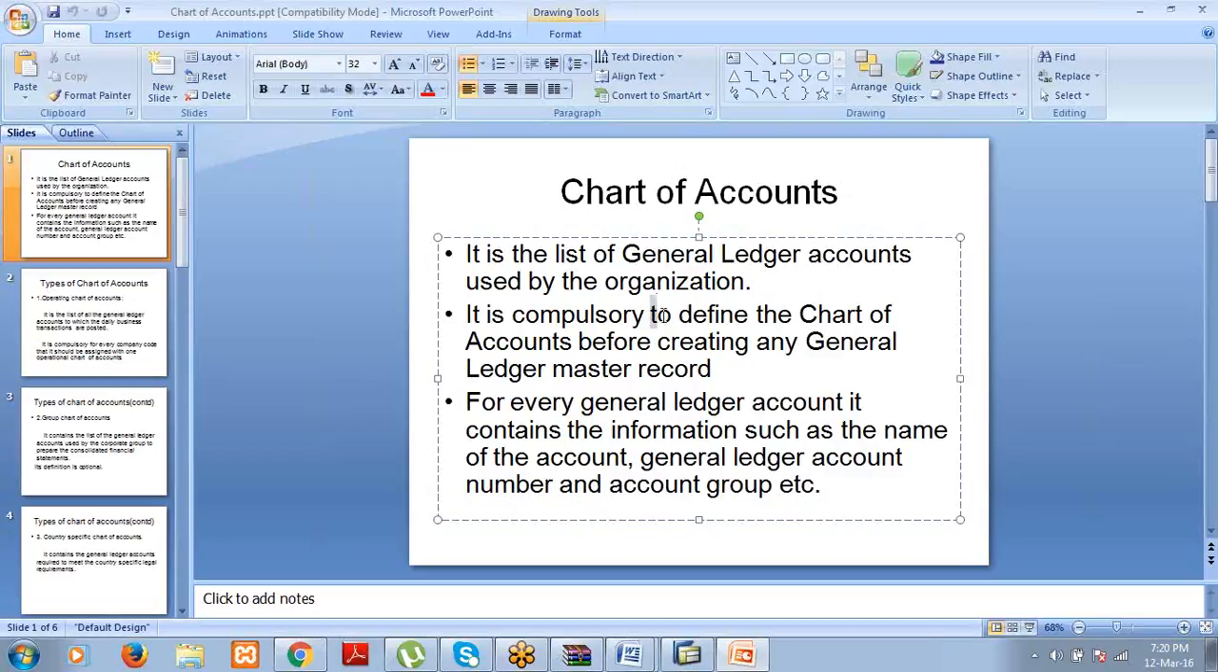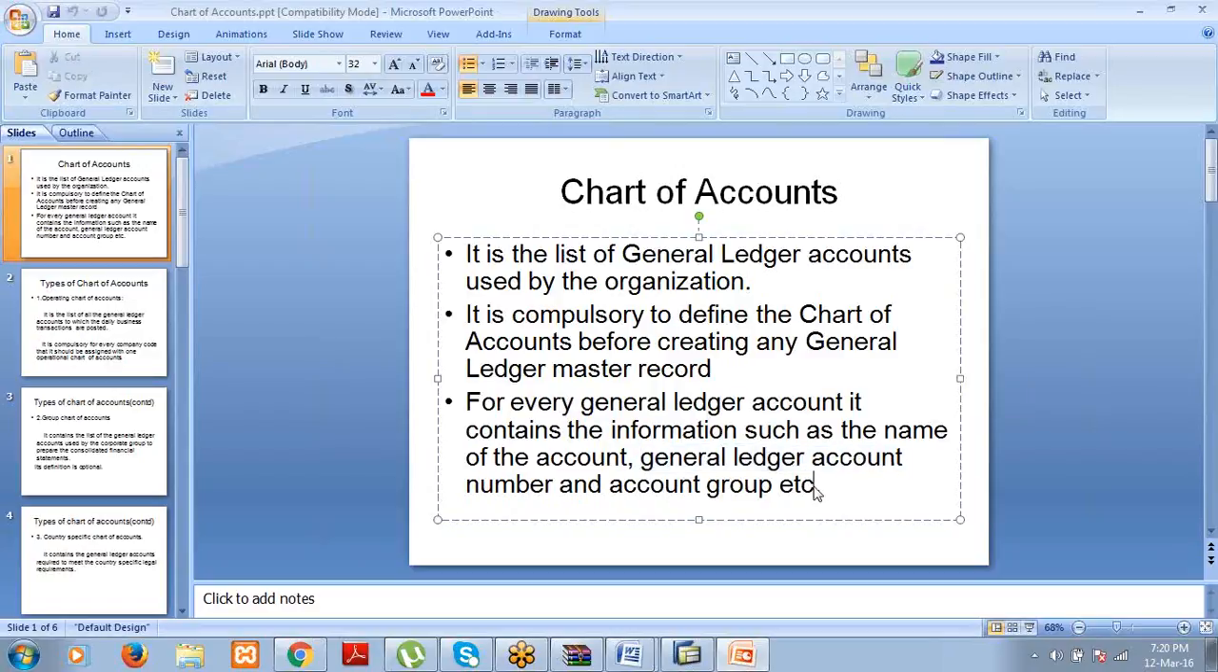It is compulsory to define the chart of accounts before creating any GL account master record. Without chart of accounts, it's not possible to create the ledger accounts in the general ledger accounting. For every general ledger account, it contains information such as the name of the account, general ledger account number, and the account group, etc.